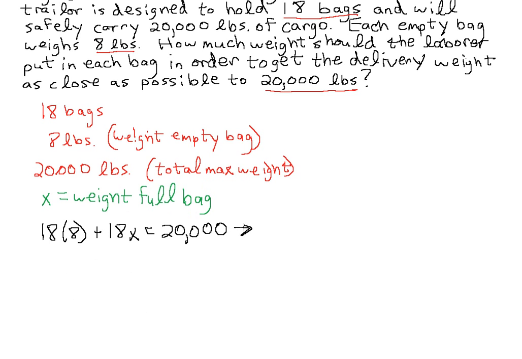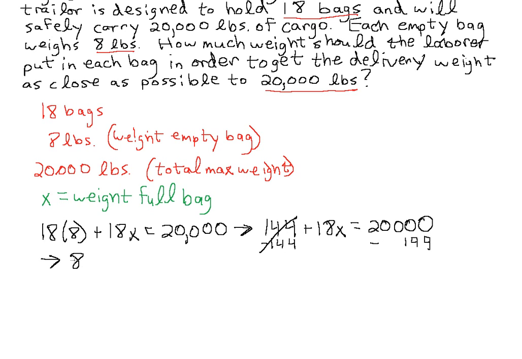We can multiply 18 times 8. 18 times 8 is 144. We have our plus 18x and 20,000 on the other side. All right, we want the variable on one side and everything else on the other side, so we can go ahead and subtract both sides by 144. Line these up, make it a little easier.